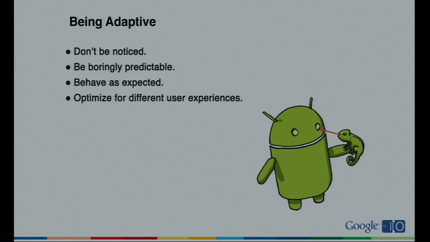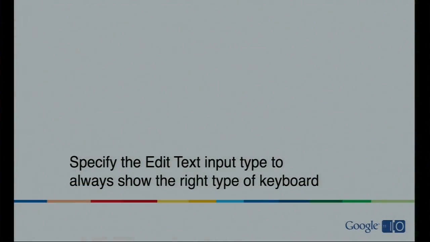But all of the things which you take for granted, text input, audio behavior, all of those sorts of things should just happen the way users expect them to happen. And that's what being adaptive is all about. So let's start off by looking at one of the most simple things, and that's text input. Make sure that the right keyboard comes up when the user is putting stuff into the edit text.